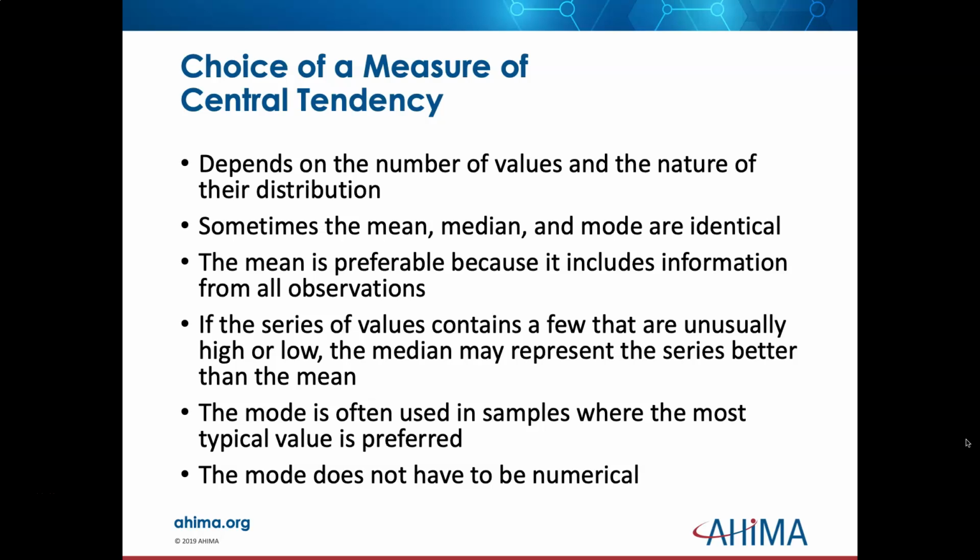So how do you choose a measure of central tendency? It depends on the number of values and how they're distributed. It is possible for mean, median, and mode to be identical. The mean is preferable because it includes information from all observations. If the series of values contains a few that are unusually high or low, then you want to use the median. The mode is often used in samples where the most typical value is preferred. Interestingly enough, the mode does not have to be numerical.